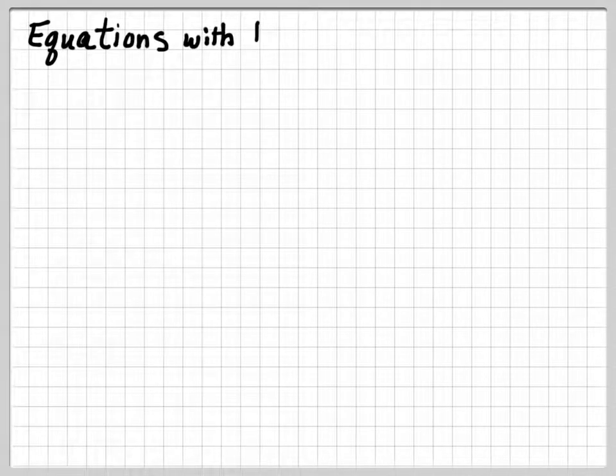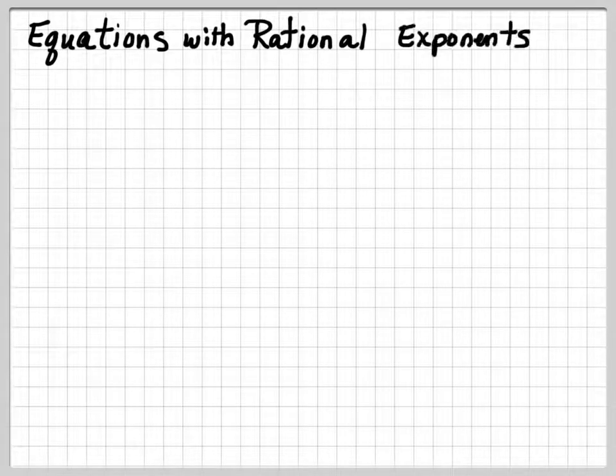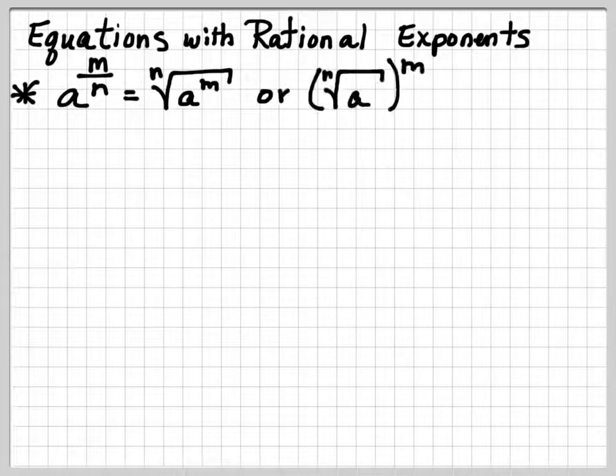All right, so equations with rational exponents. That's an exponent that's a fraction. A ratio is a fraction. All right, so a couple things to review. A raised to the m over n power is the same thing as the nth root of a to the m. The denominator is the index. The numerator is the power. And we can write this with the m on the inside of the radical sign, or put parentheses around the whole thing and take the m to the outside, either one.